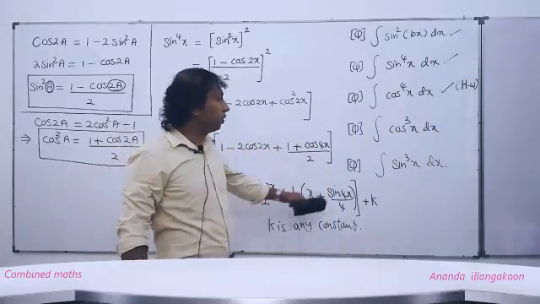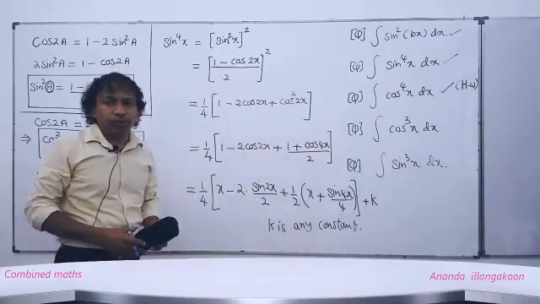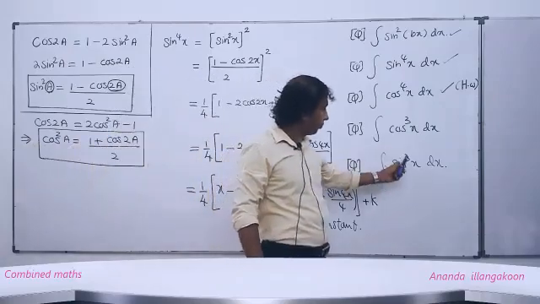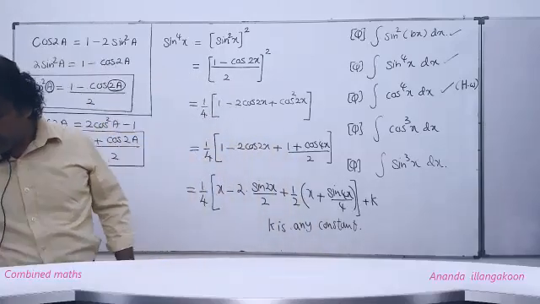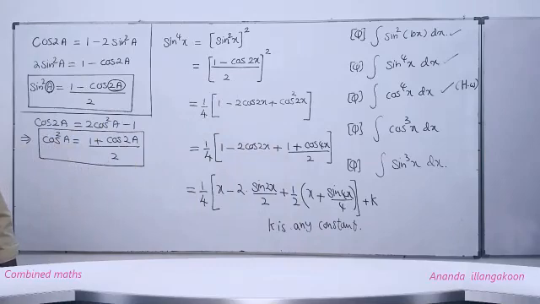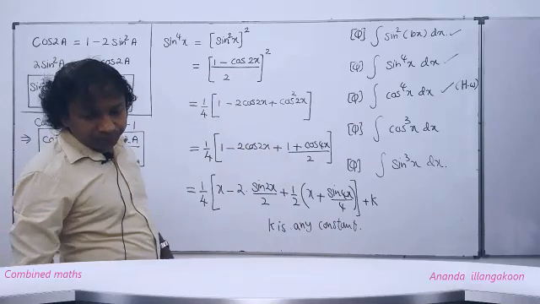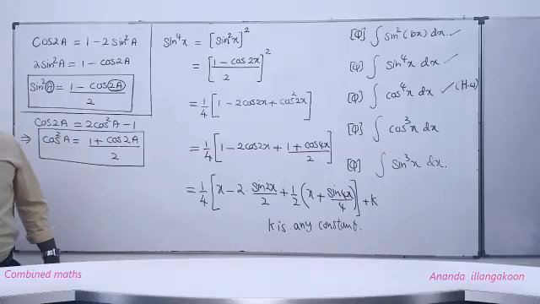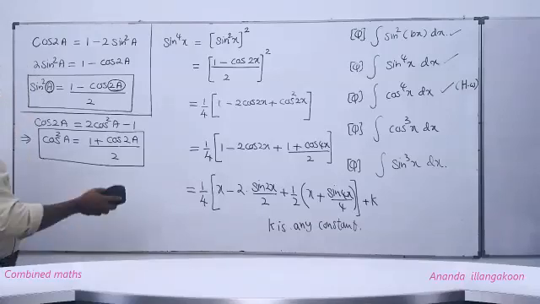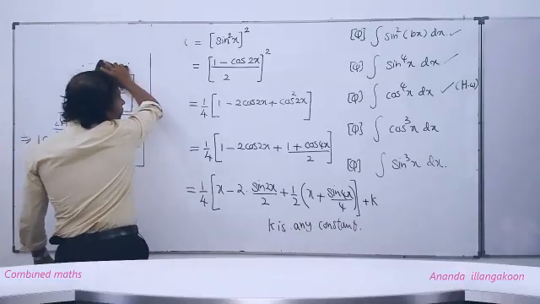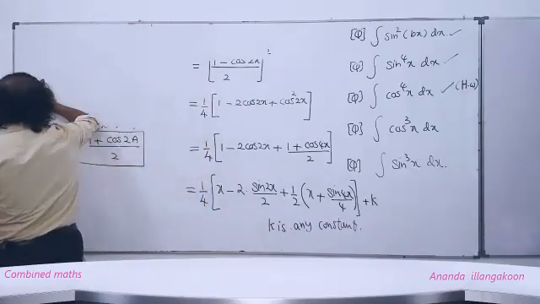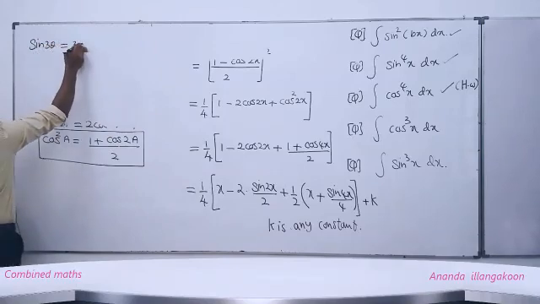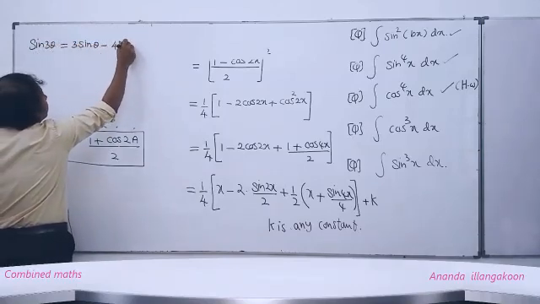Now, next one is this cos cube x and sine cube x. Who can say the method of getting the integral of cos cube x and sine cube x? There we use the sine 3x formula and cos 3x formula. Can someone tell me what is the sine 3a formula or sine 3 theta? Sine 3 theta is 3 sine theta minus 4 sine cube theta.